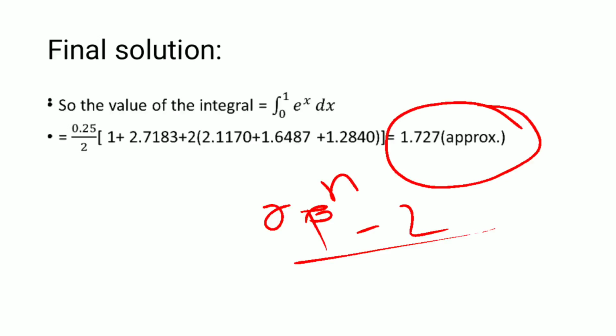Okay, so I hope you understand how to find the values of the integral by using the trapezoidal rule.